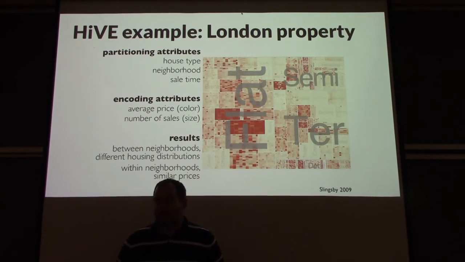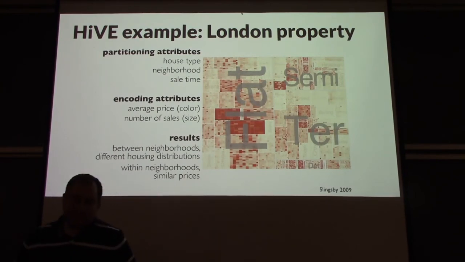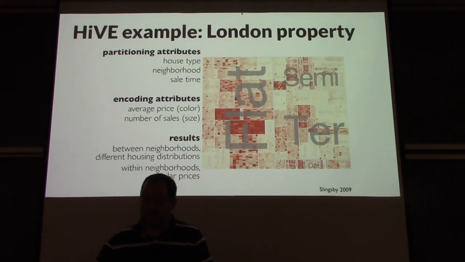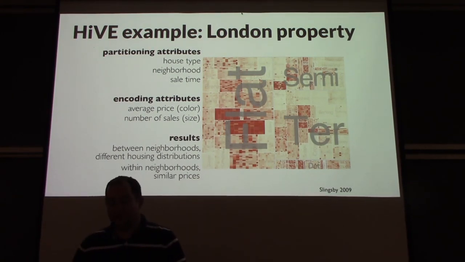Here's a pretty intricate example, and I'll show you a video about this. This is London property values, and we have partitioning attributes: the type of the house, the neighborhood, the sale time, and then on top of that we have encoding attributes, the average price in color, and the number of sales in size. And then we can see between the different neighborhoods we have different housing distributions, and within the neighborhoods we see that we have similar prices. So you see that most of these neighborhoods are pretty constant with respect to their color.